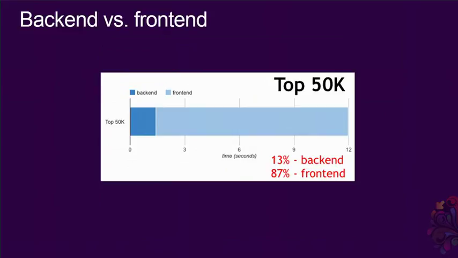So this is the top 50,000 websites in the world, and we can see that almost all their resources are located in the front end, 87%. So yeah, we could concentrate on the back end and the 13% of the time that it takes to load your page, but then we can only optimize within those 13%. It would be kind of cool if we can just go for the big chunk. How can we get the 87% optimized as much as possible? And that's what we're going to look at today.